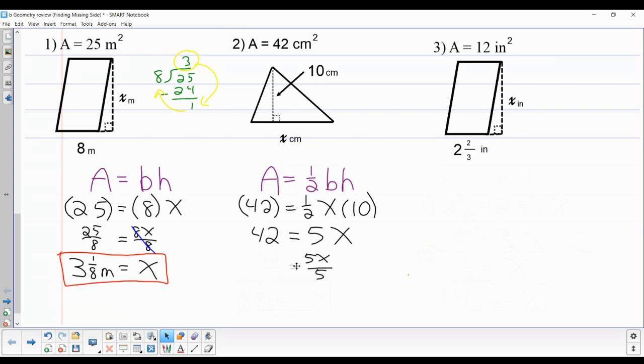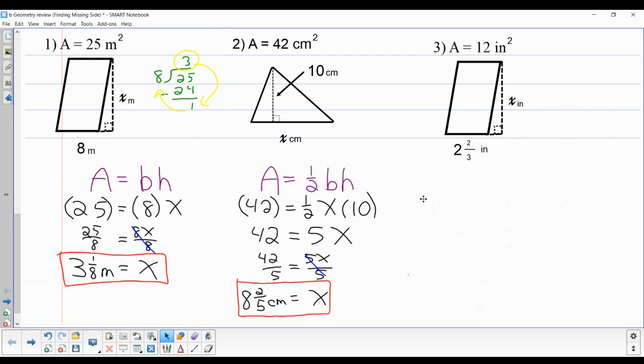Whatever we do on one side, you have to do to the other. 42 divided by 5. On the right side, 5 divided by 5 is 1. 1 times x is x. Bring down the equal sign. And if I were to divide, 5 goes into 42 8 whole times, that's 40. 2 left over, that's my remainder. The denominator stays the same. So the answer is 8 2/5 centimeters.